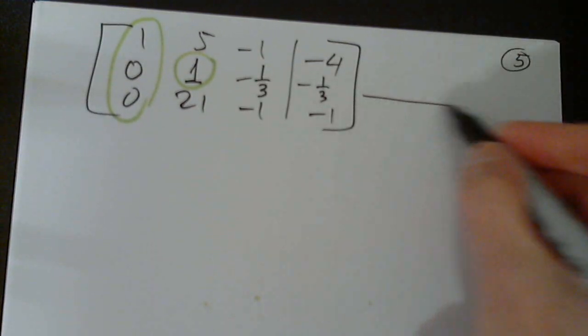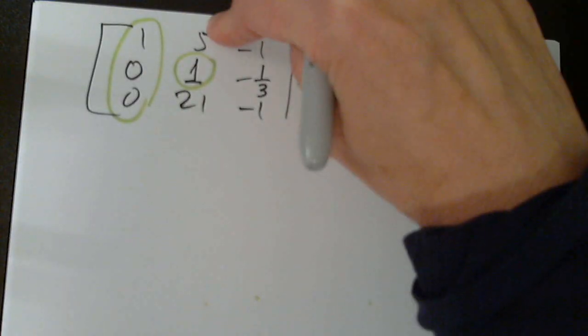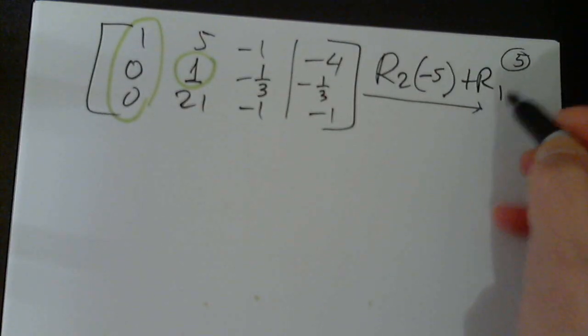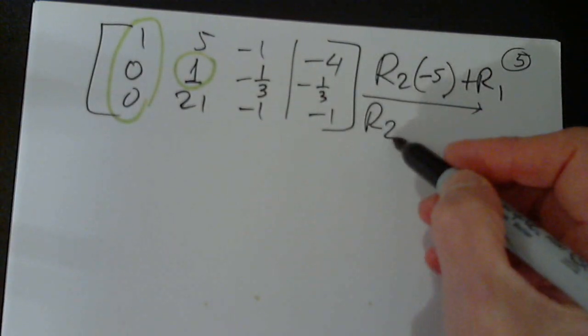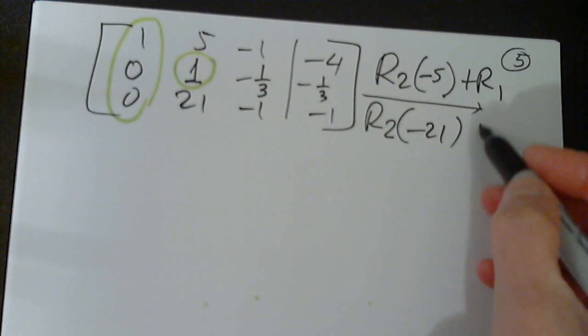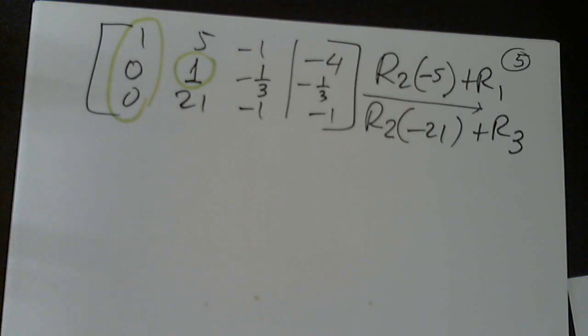Good. Of course, at this point, I have to use row 2 multiplied by 5. I'm sorry, I meant -5. Multiplied by -5 and add it to row 1. And yes, I'm using row 2 again, multiplied by -21 and add it to row 3. Let's see if this is clear. Is this step clear so far? I haven't done it yet, but is it clear what we just did? Yeah. Okay.